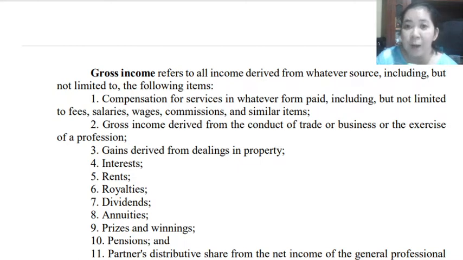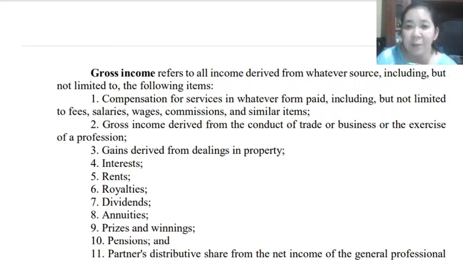Rents, okay, if you are renting a house or a property, that is also a form of income. Royalty, so royalty is, for example, you wrote a book, and then there is a bookstore who sells your books. So every time that there is a sale, you gain a percentage of that sale. So that is an example of royalty. Okay, so that is again a form of income which is subject to tax.